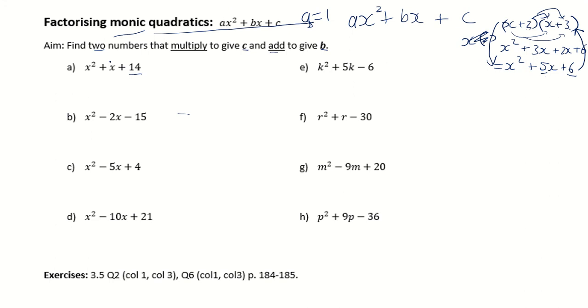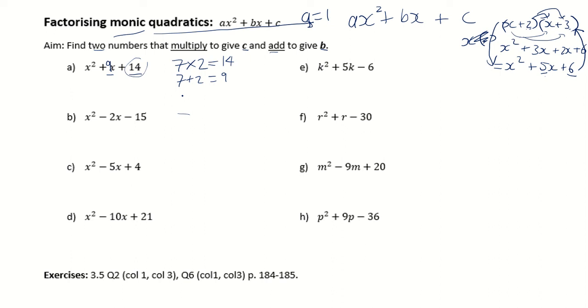Now, I've stuffed up when I typed this out. This should be 9x. So we need two numbers that multiply to give us the c, so the 14. 7 and 2 instantly comes to mind. And we need them to add to give us the term in the middle. Well, easy. 7 plus 2 actually adds to give us 9.